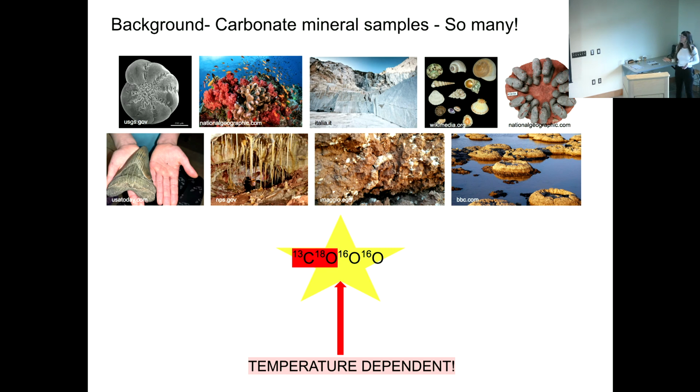So using all these different samples, we can examine how many of these clumped isotopes they have and determine what temperature they formed at. So what temperature maybe the ocean water was that your very old shell grew in, just as an example. So it's a really neat method.